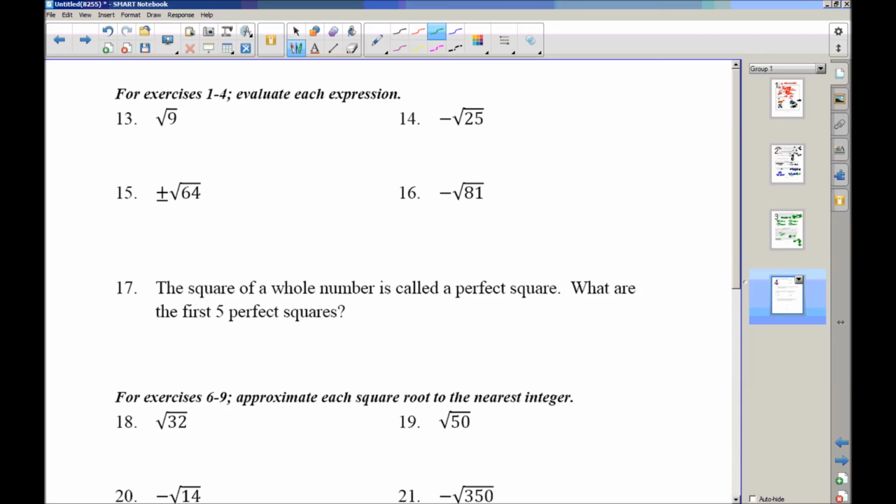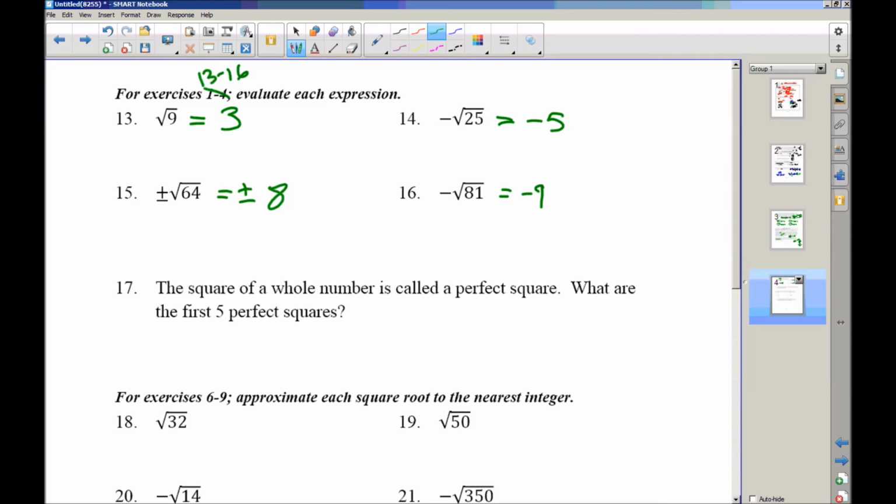All right, so for exercises 13 through 16, evaluate each expression. So 13 is going to become 3. Remember, we're only going to do the principal square root. 3 times 3 is 9. Negative square root of 25 will become negative 5. Square root of 25 is 5. Here we're going to do plus or minus, and then 64 is a perfect square, so we'll get 8. And here we're going to do negative, and 81 is a perfect square because 9 times 9 makes 81.